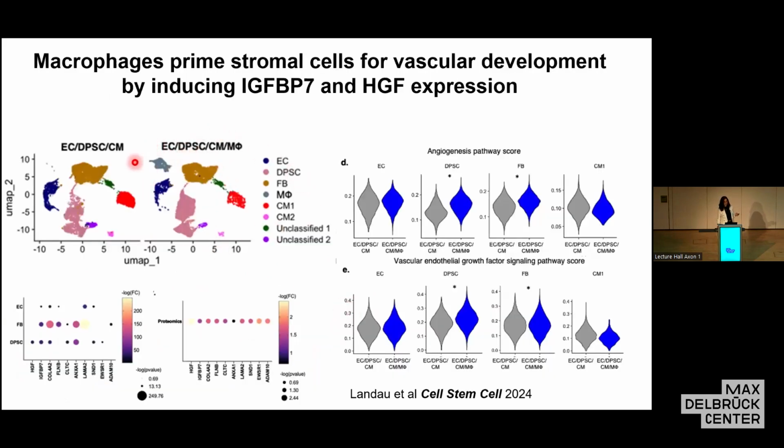When we did single cell RNA sequencing, we saw that there are quite a few populations there. There are also fibroblasts that arise from directed differentiation. And basically, in this 4 culture, macrophages are telling stromal cells and fibroblasts to become more pro-angiogenic and signaling through hepatocyte growth factor and insulin growth factor binding protein 7.